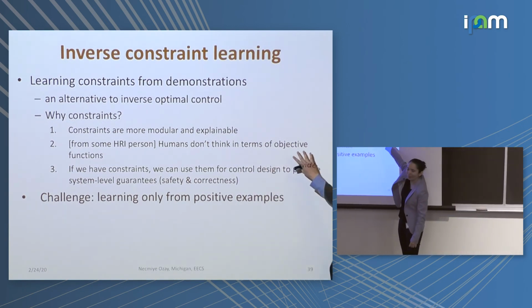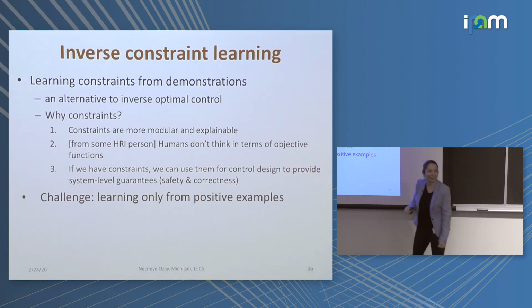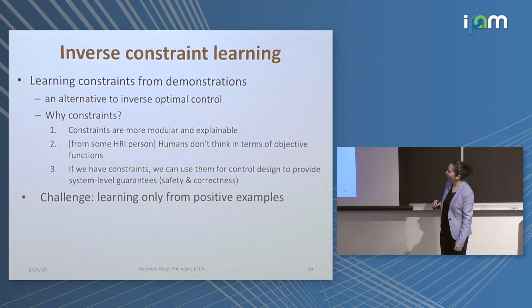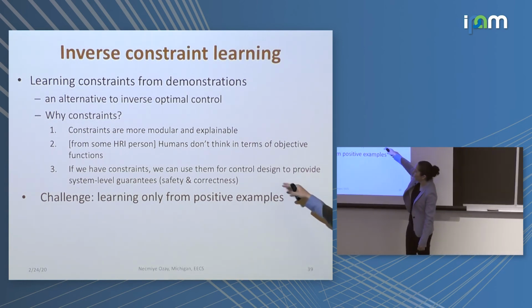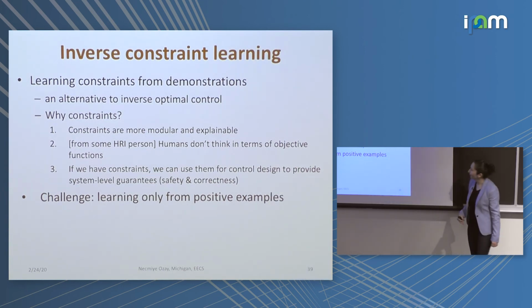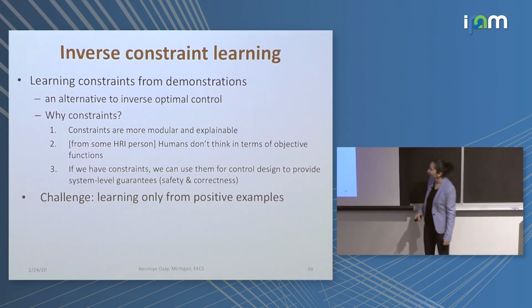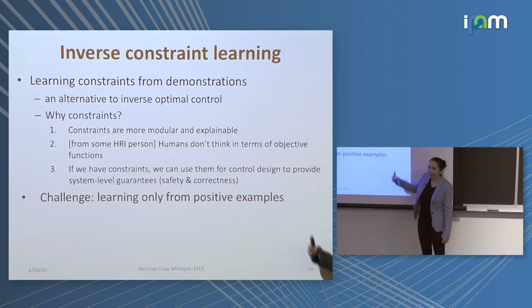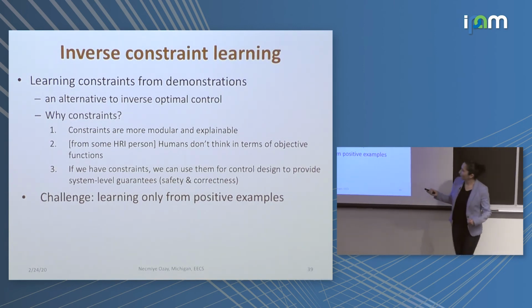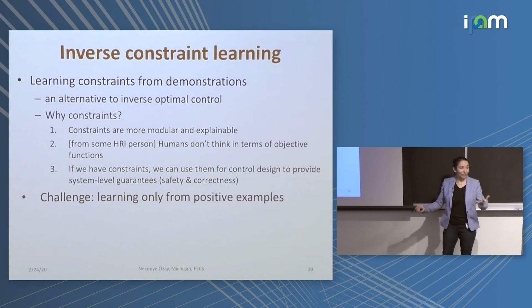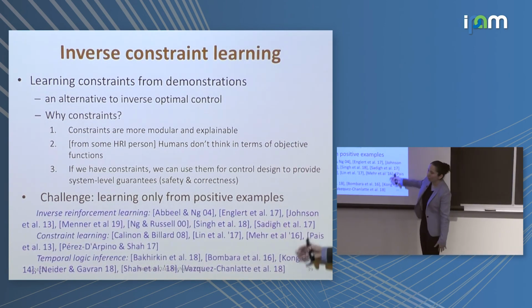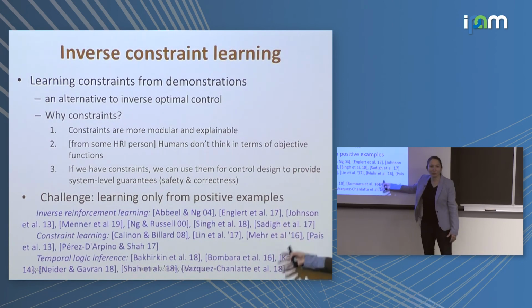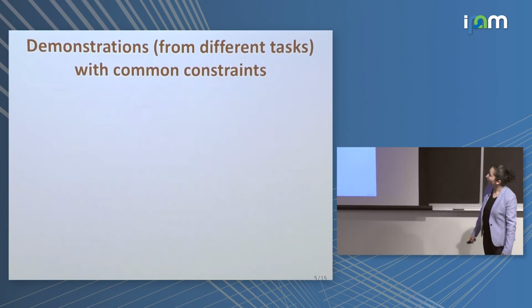I forgot who said that, but I heard it in a talk. Humans don't think in terms of objective functions. And if we can somehow learn constraints, we can use them for control design. But one challenge here is that we will try to learn things from only positive examples, so we don't have this classifier type property. And there's lots of work also from people in this room on learning these things.